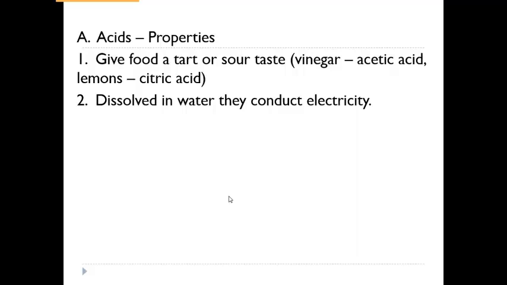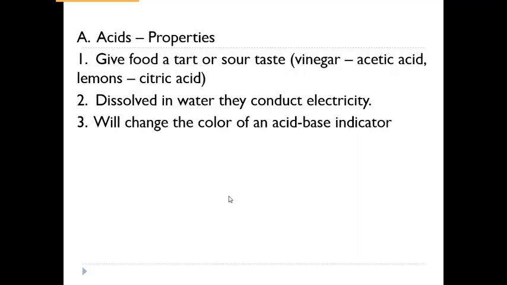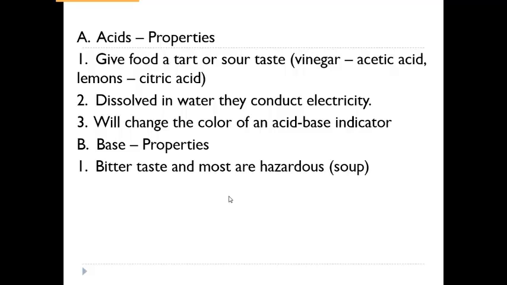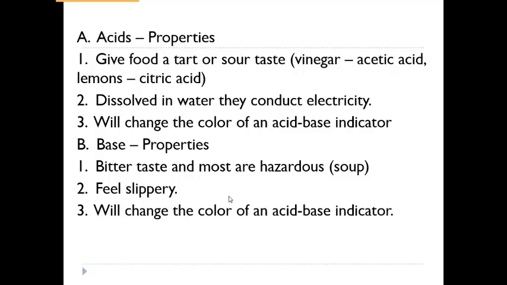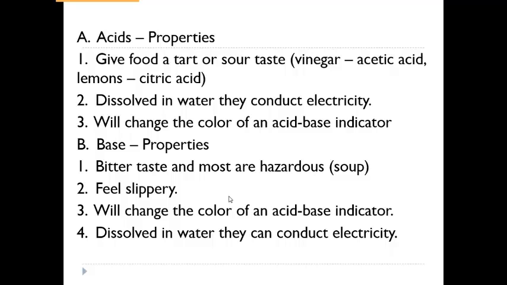If they're dissolved in water, they can conduct electricity. And if we use an acid-base indicator, like a pH strip or something like that, it will change color. Now, as far as bases, just a little bit about them. They normally have a bitter taste, and most of them are very hazardous, like soap. You wouldn't want to eat soap. They feel slippery. They also will change color if you have an acid-base indicator, and if they're dissolved in water, they'll conduct electricity just like acids will.